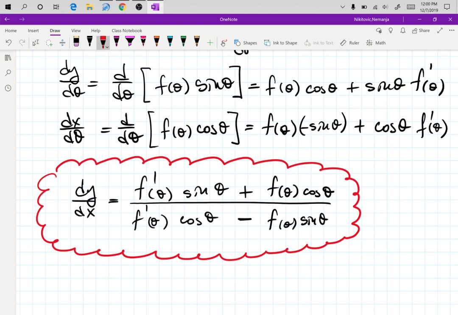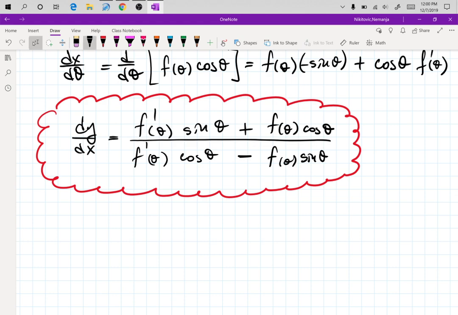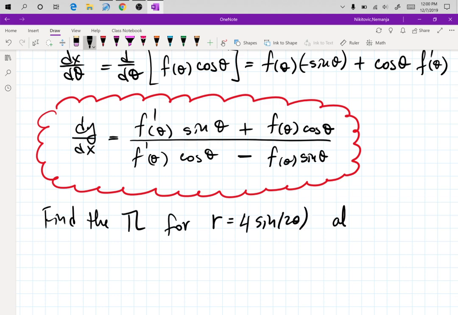So what do you do? Now a problem: find the tangent line for, let's say, r equals 4 sine 2 theta at theta equals, let's say, pi over 6. Try to grind through this on your own.